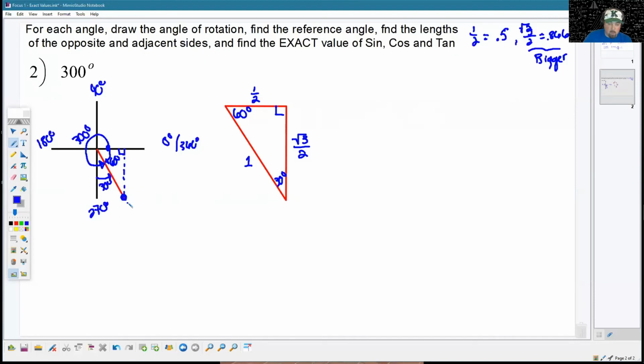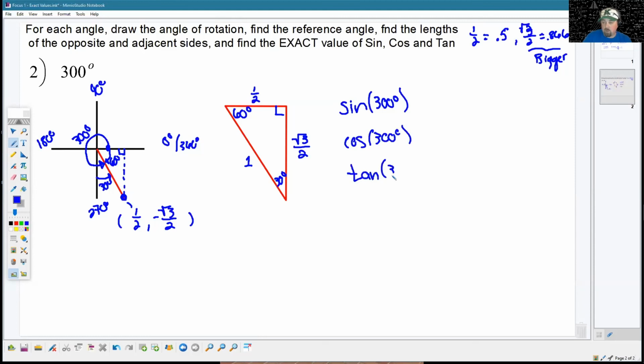So that means our coordinate down here that we're going to use for sine, cosine, and then eventually for tangent, is going to have an x, and that x is going to be positive because we're counting to the right. That's 1/2. And then we're going down on the y as negative, so that gains a negative root 3 over 2. So we want to know the answers. We want sine of 300, cosine of 300, and then tangent of 300.